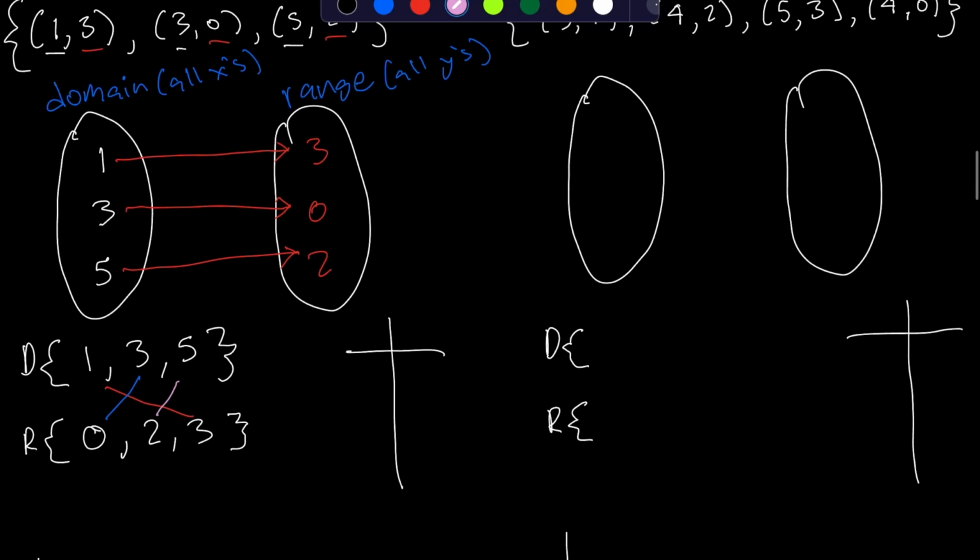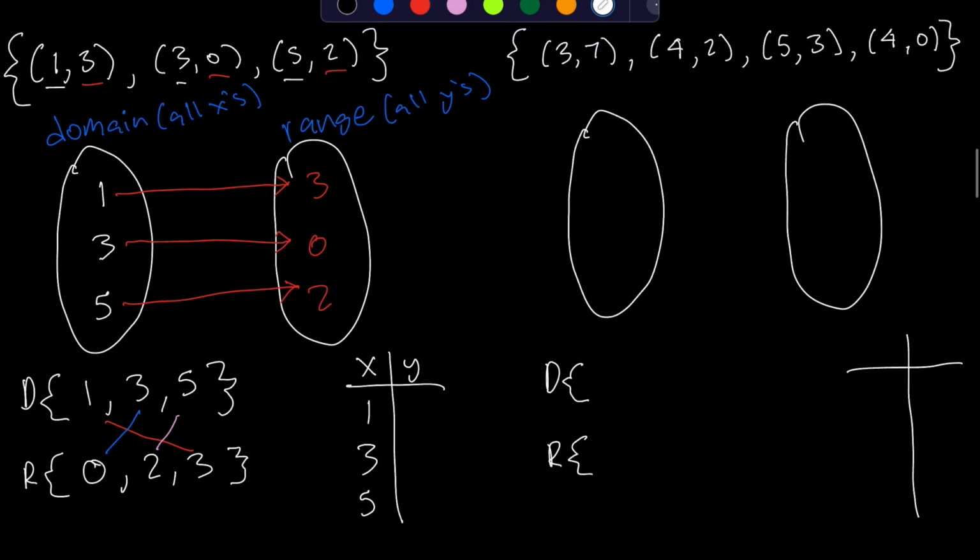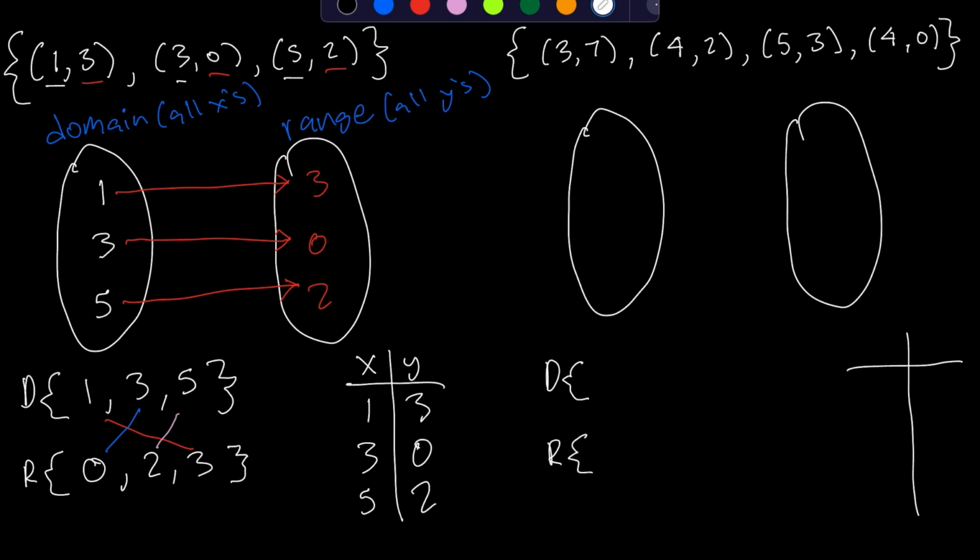We can even show it in a table where we have x and y: 1, 3, 5, and these have to be ordered because each x value corresponds to a specific y value. So we have 1, 3, 3, 0, 5, 2. And same here, we do not see repeat x values, like we saw 1 again and they gave us 7. That would just be a relation that's not functional. But since we don't have that, this is a function.